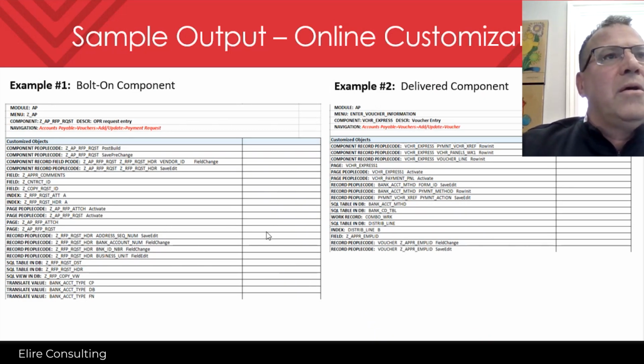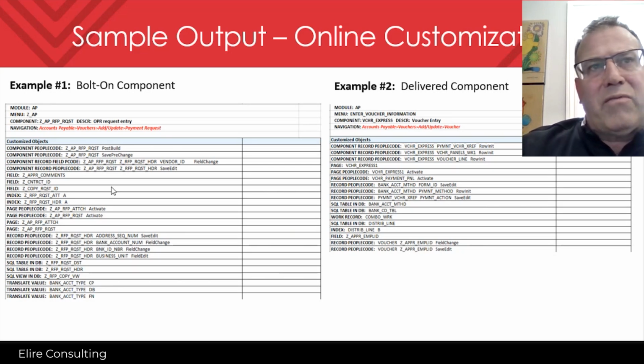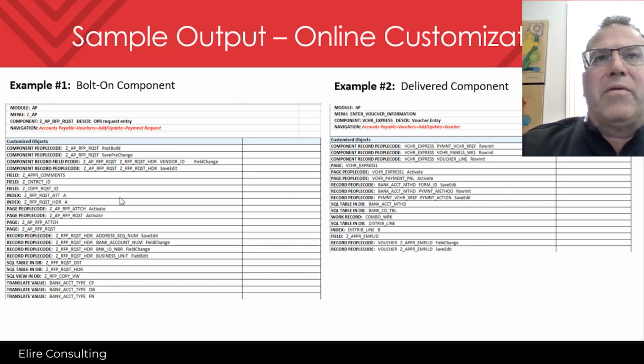This is just an example of the online output of the customization identification tool. On the left, we can see that this appears to be a bolt-on component, starting with the prefix of Z underscore. It provides the menu name, the component itself, and the navigation to that component. What we're seeing here are all the objects that were identified on the delivered compare report that reside underneath that component. That's where the grouping comes into play. All these customizations reside under this component, and we would typically recommend using our scope tracker tool to then identify the purpose behind all these customizations, as we expect that they're related to a particular requirement.